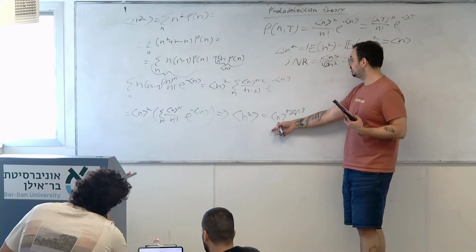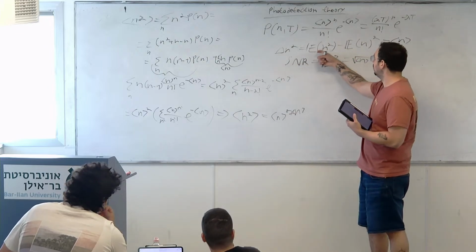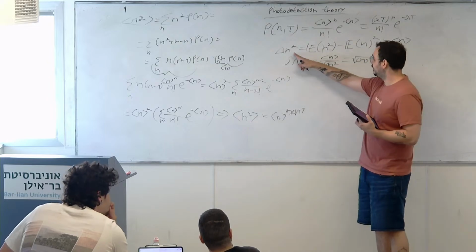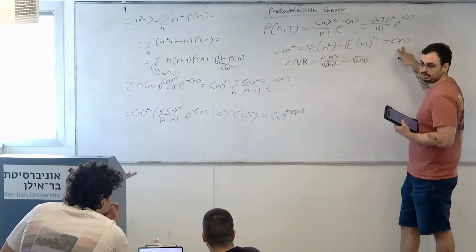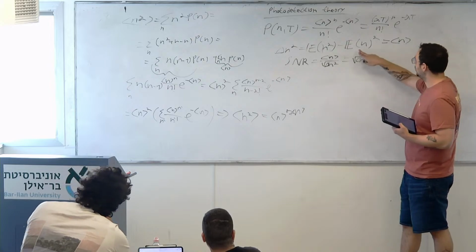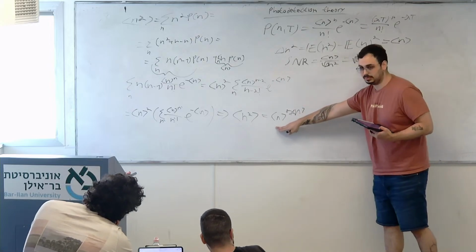And from this result, we can quickly see why the variance is just the expectation value of n, because this will be equal to this one, which is the same thing.